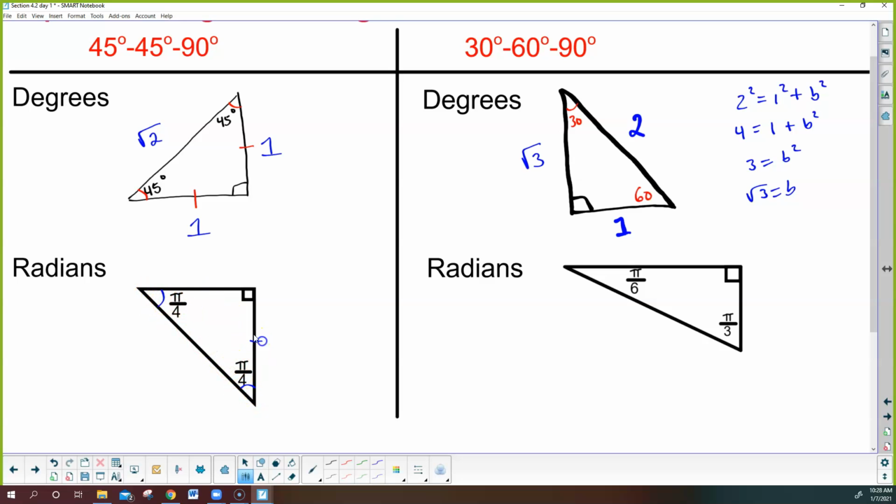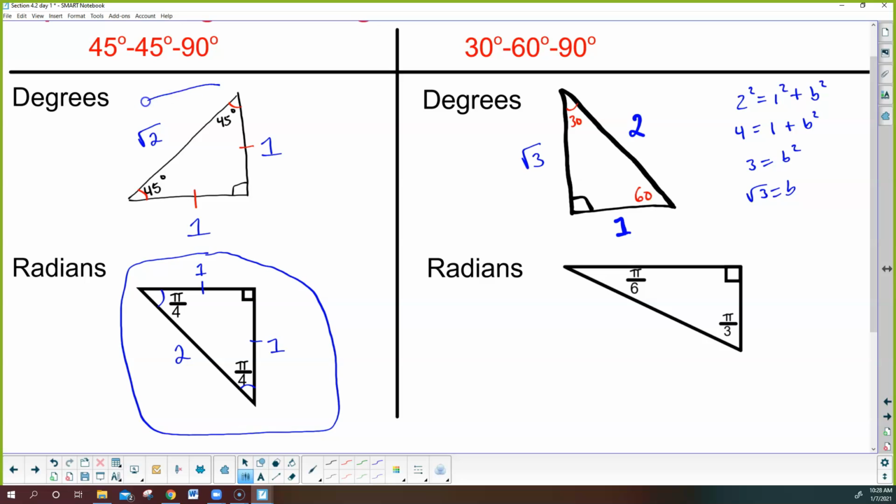Well, pi over 4 and pi over 4 are going to have the same sides. So 1, 1, and then always across from the 90 degrees is a square root 2. So here's the other special right triangle that you could use. Notice they're exactly the same.